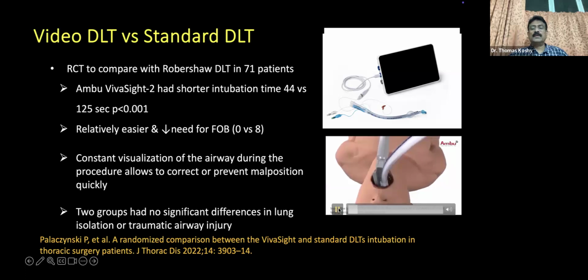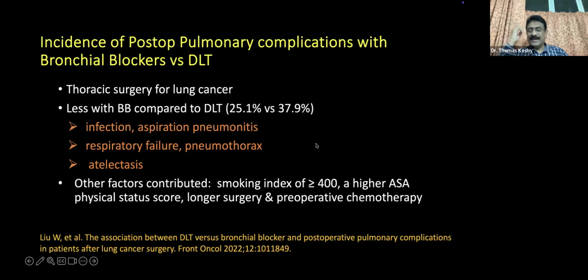We go to the next slide. Now, coming to the anesthetic technique: incidence of postoperative pulmonary complications with the bronchial blockers versus DLT. This study came in 2022. They studied thoracic surgery for lung cancer, and complications were less with the bronchial blockers compared to the DLT. Complications like infection, aspiration pneumonitis, respiratory failure, pneumothorax, and atelectasis were less with the bronchial blockers. The percentage is written there.